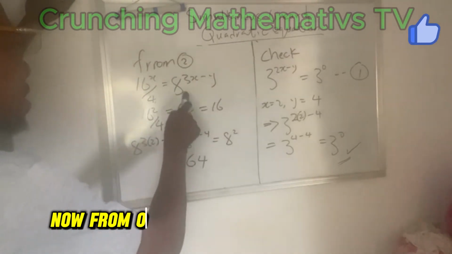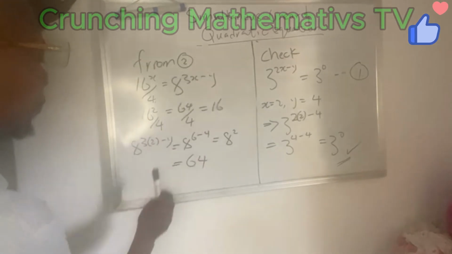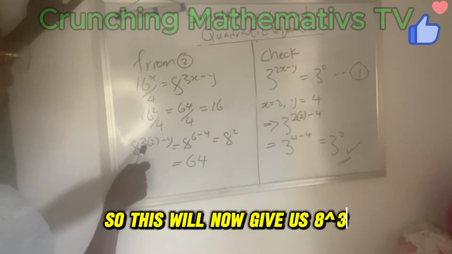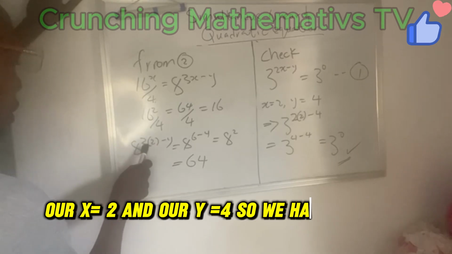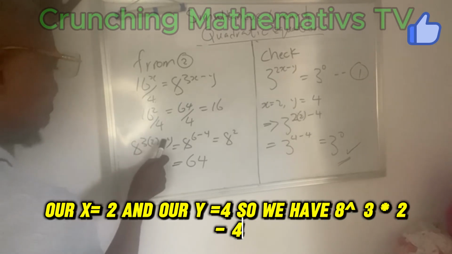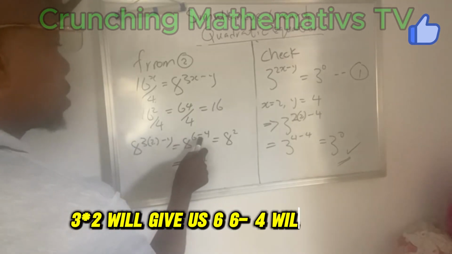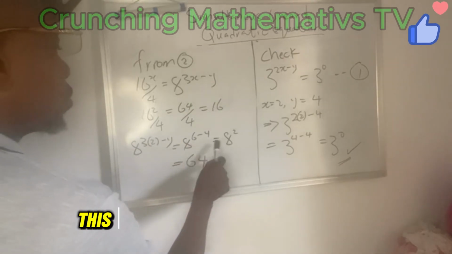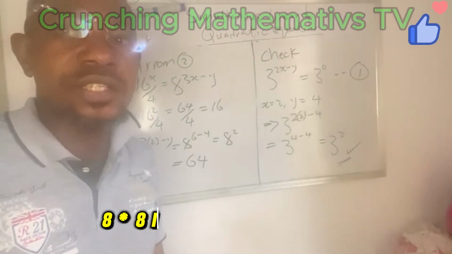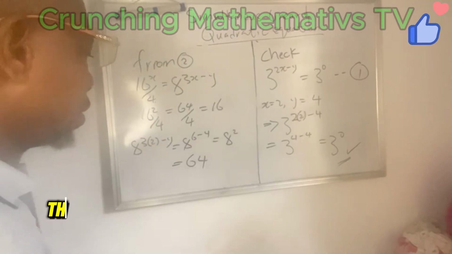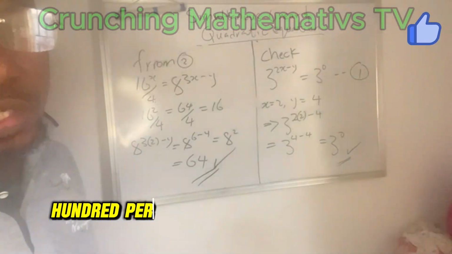Now from our right side we have 8 raised to power 3x minus y. So this will now give us 3, our x is 2 and our y is 4. So we have 3 times 2 minus 4. 3 times 2 will give us 6. 6 minus 4 will give us 2. This will give us 8 raised to power 2. And 8 times 8 is 64. 8 squared is 64. This means that our equation 2 is equally correct, 100% correct.